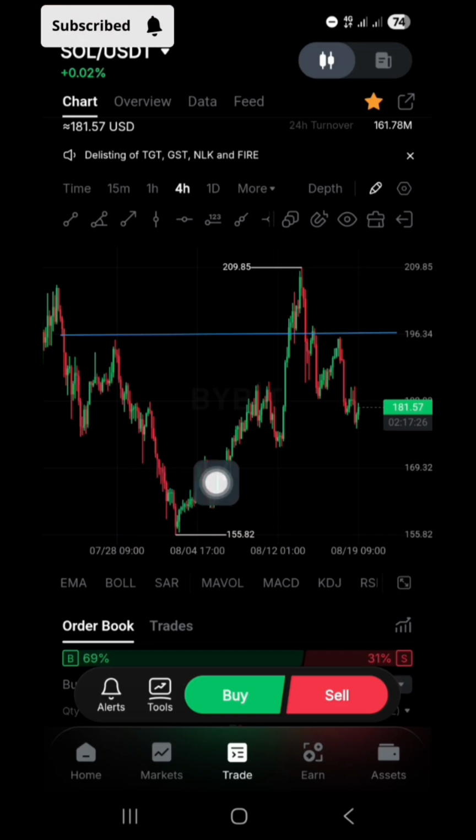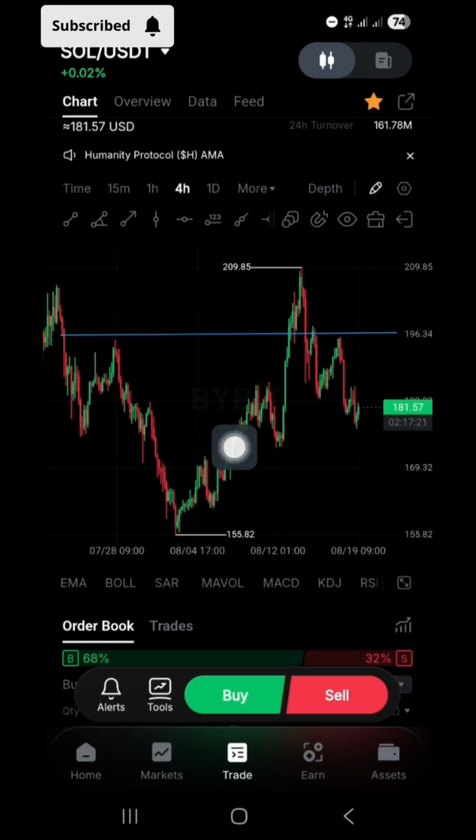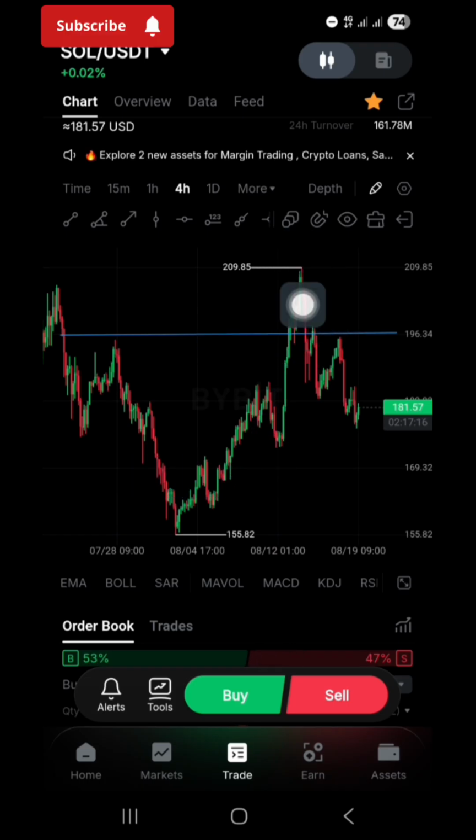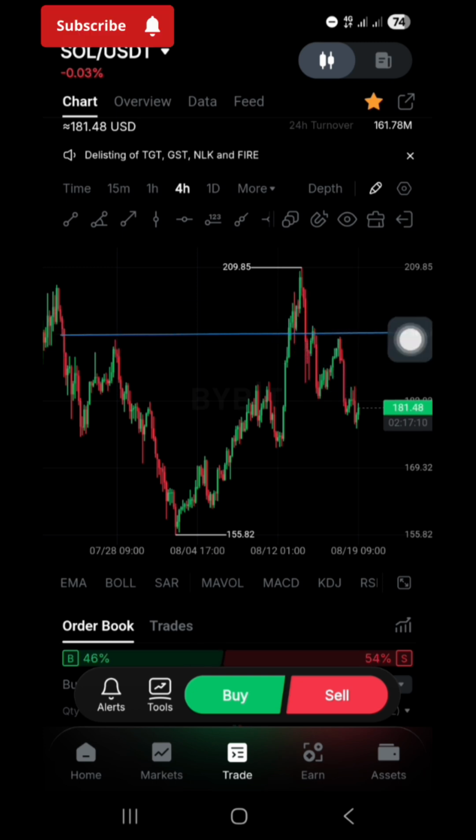For the price coming here right now, this down part of the chart is acting as a resistance line. But immediately it breaks above it, this up part of the chart here is acting as a support line. Do you get my point? So this is a resistance line, this is a support line.